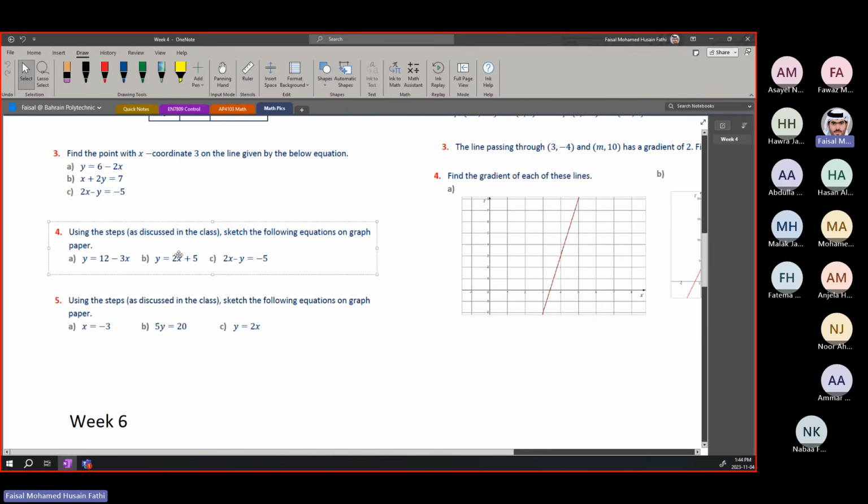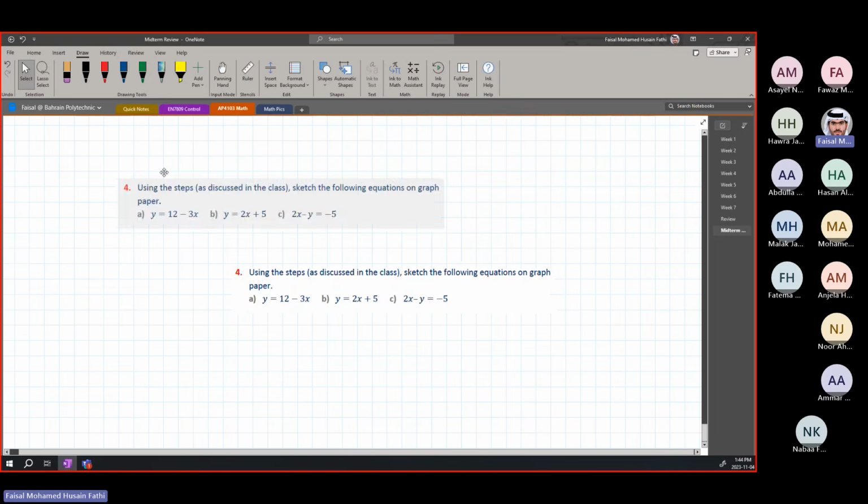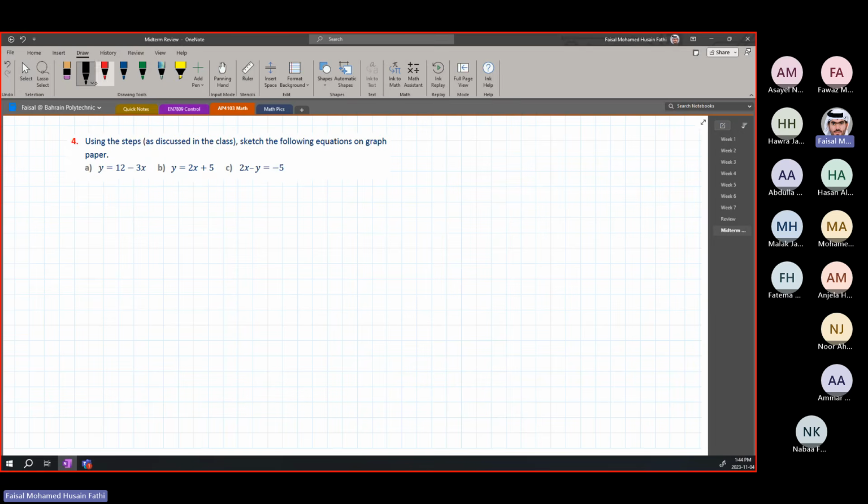Very straightforward. Graphing. Let's go do one example very quickly from here and one example from there. So graphing. The steps for graphing is we'll take y equal 12 minus 3x. What is the step for graphing this? First step, y-intercept. What does the y-intercept mean?